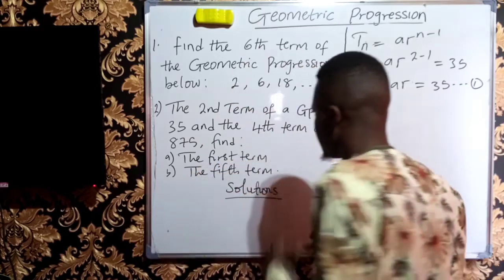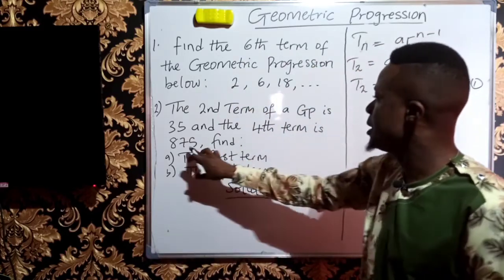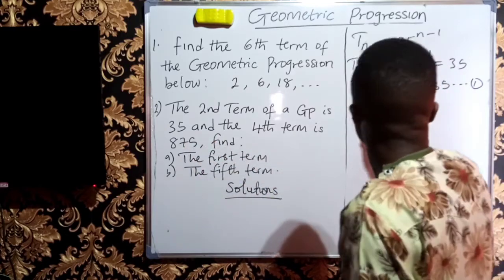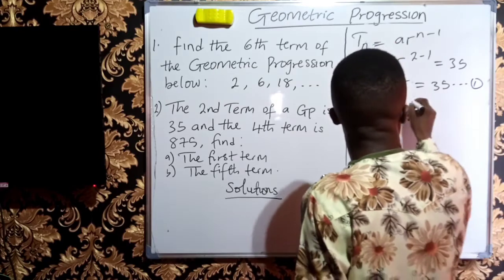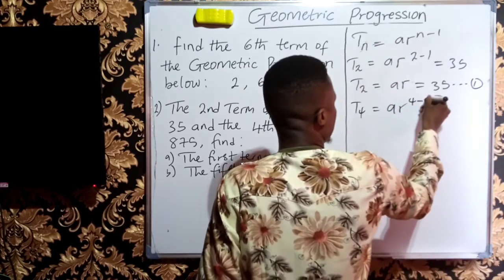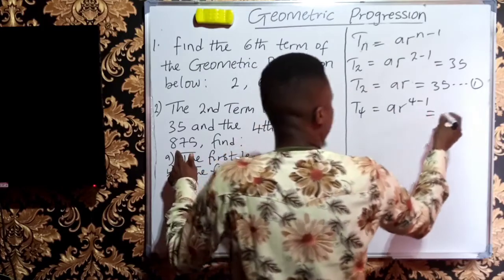I will leave it. Another piece of information was given. We were told that the fourth term is 875. So I can write T4 equals AR^(4-1), because for the fourth term n will turn to 4, equal to 875 as they said.